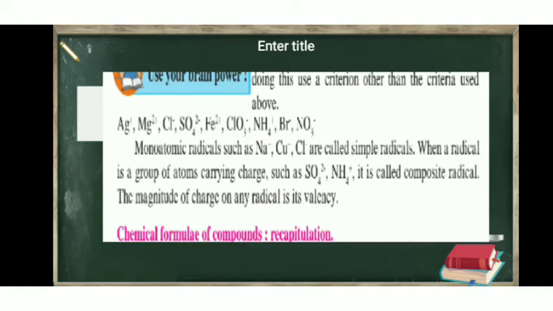Monoatomic radicals such as Na+, Cu2+, Cl- are called simple radicals. When a radical is a group of atoms carrying charge such as SO4 2-, NH4+, then it is called a composite radical. So I hope you have understood the difference between monoatomic radicals and composite radicals.